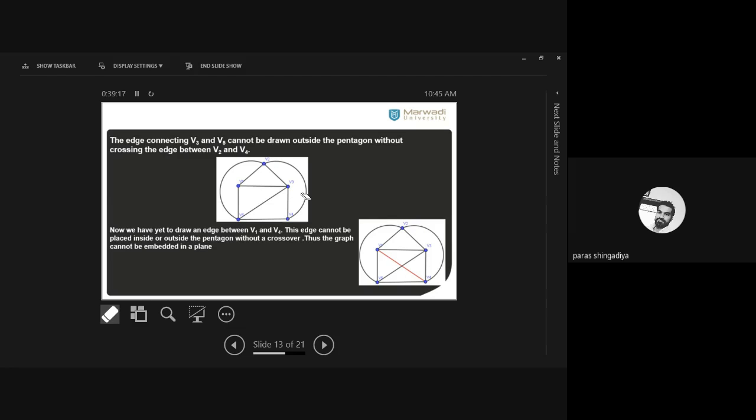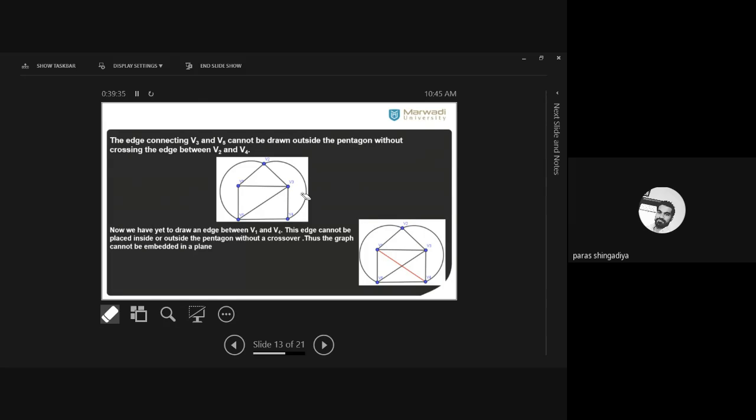If we connect V1 to V4, it will be crossed with this edge. And if you connect it to the outside, it will be crossed with this outside edge. Clear? So in any way, it's not possible to make the graph K5 as a planar graph.